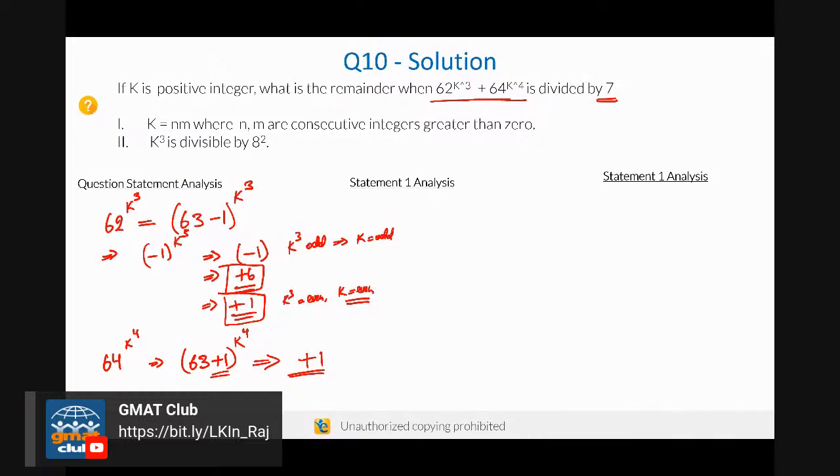So again, what we have to figure out is: is k even or is k odd? All right, so that's my original statement analysis. That's the only thing that we have to figure out. Okay, let's look at statement 1.